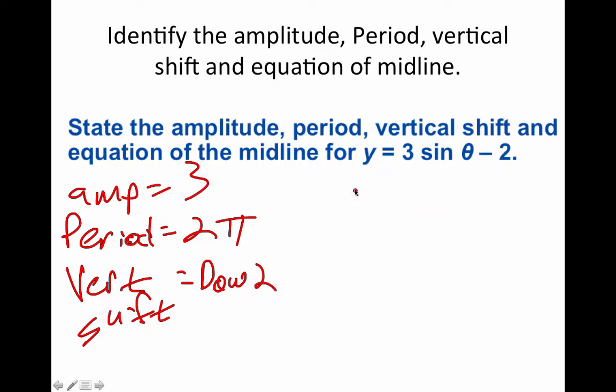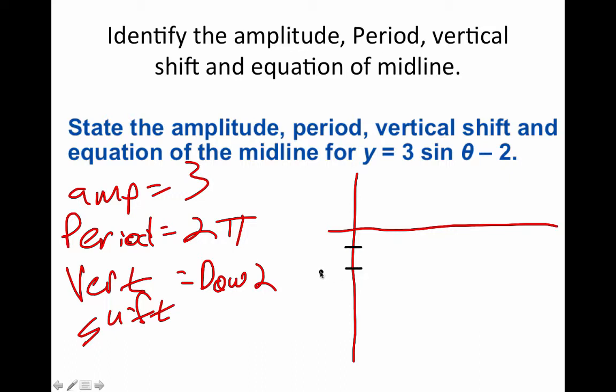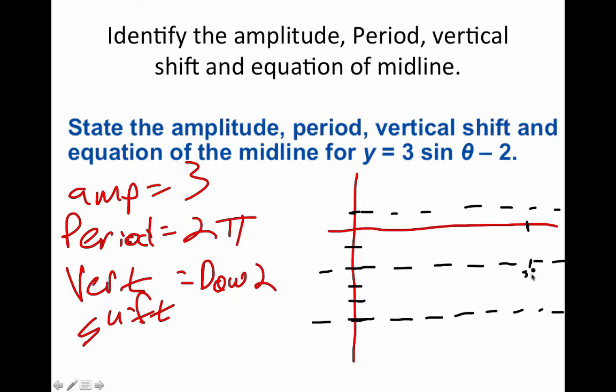So if I was to graph this, I'm going to move my midline down 2. 1, 2. There's where I'm going to go from. My amplitude is 3, so go up 1, 2, 3. There's like my top. And from the midline, I'll go down 1, 2, 3. There's like my bottom. The period will be done in 360.